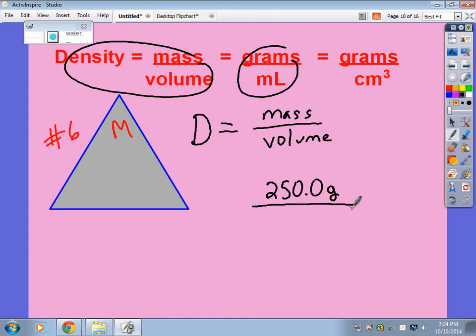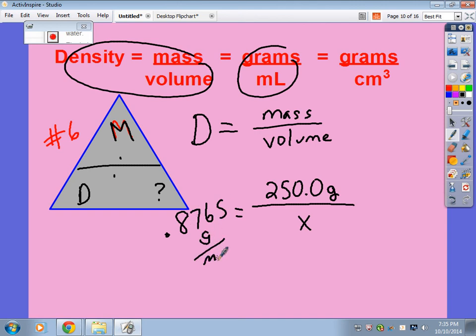Do I know my volume? I do not. So this is my question. Do you know my density? I do. So I know these two. So I'm going to divide, aren't I? So what is my density? That's my x. My density is 0.8765. And what are my units? Grams per milliliter. Because look at this, I'm going to end up with grams per milliliter. I don't know my volume right now.